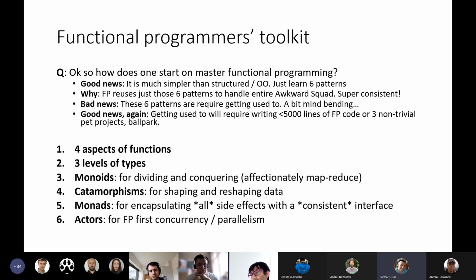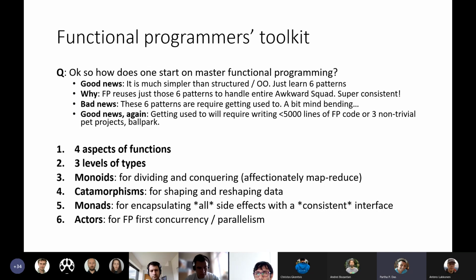But monads are mainly for divide and conquer, affectionately known as MapReduce. Catamorphism is for shaping and reshaping data. The Greek people here should recognize this. Kata is destruction, morphism is transformation: destructive transformation. For shaping and reshaping data, there are catamorphisms, anamorphisms, this morphism, that morphism; there are 100 morphisms in this land.